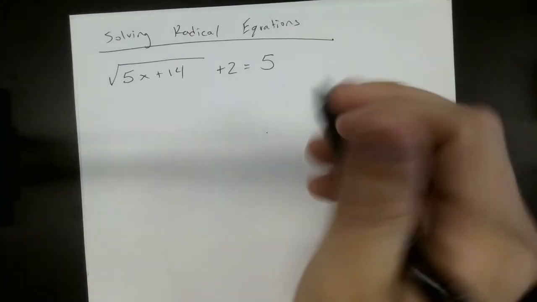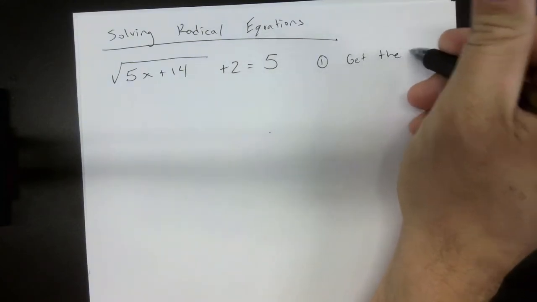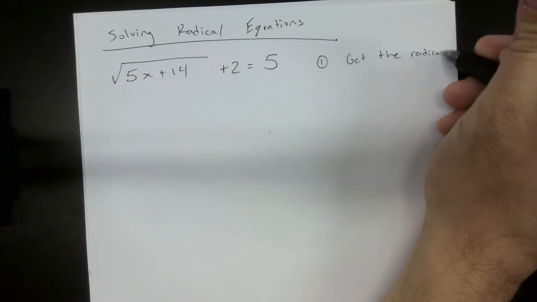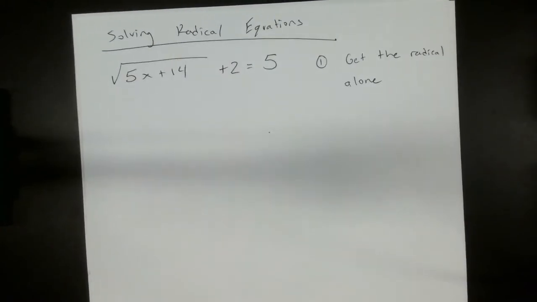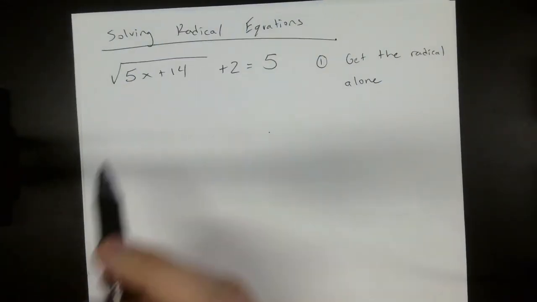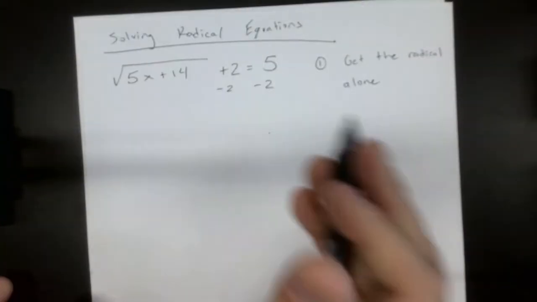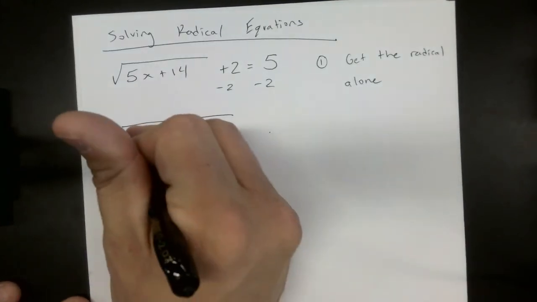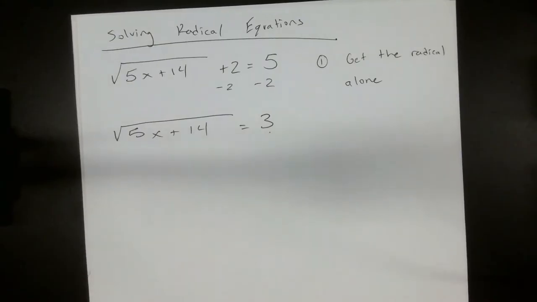Okay! Step number one! Get the radical alone. So what that means is anything that's on the same side of the equal sign, we need to get rid of it. So this is the radical right here. So the first thing we're going to do is subtract 2 from both sides, which is going to give us 5x plus 14 equals 3. So first things first, get the radical alone.